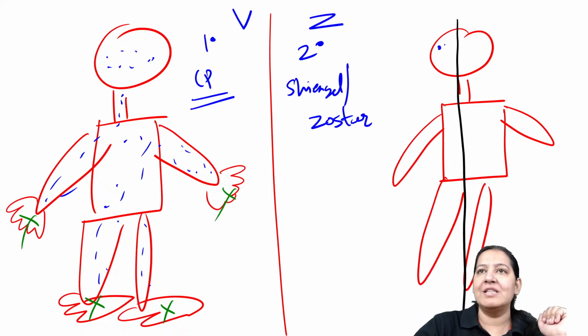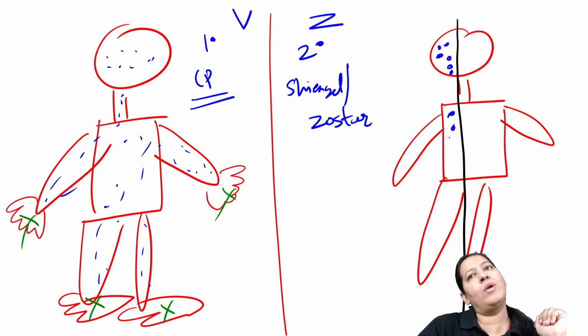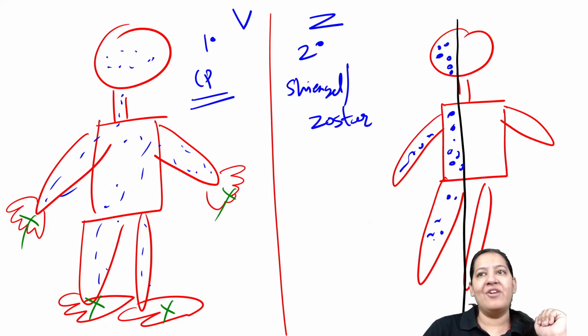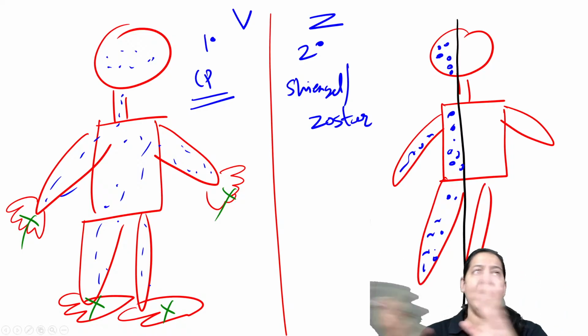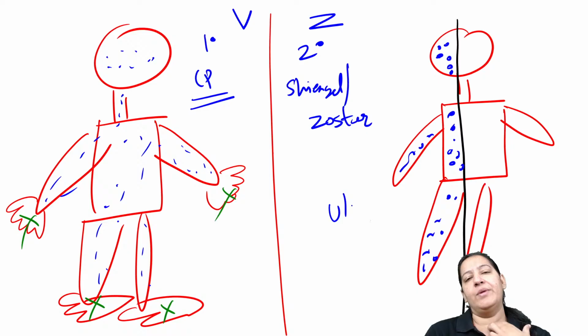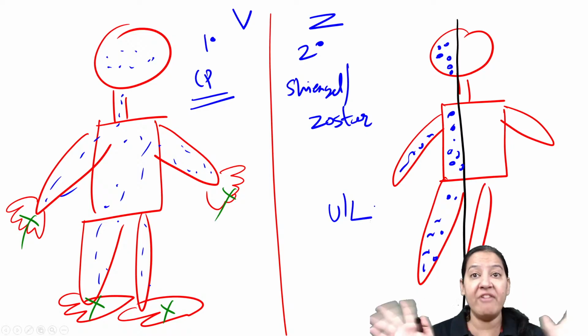Let me draw the rash. Just suppose the rash is on the right side. It is only limited to the right side. It will not cross the midline. So zoster never crosses the midline, or it will be on the opposite side. So the rash is unilateral, either right or left, and never crosses the midline.